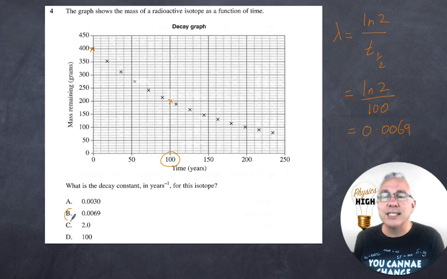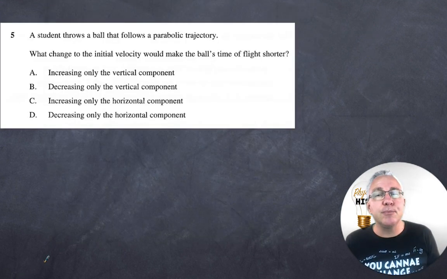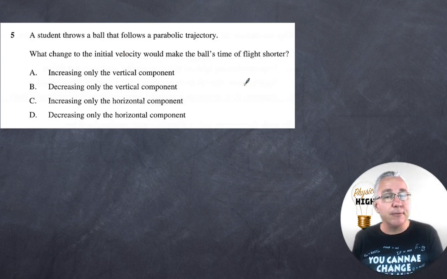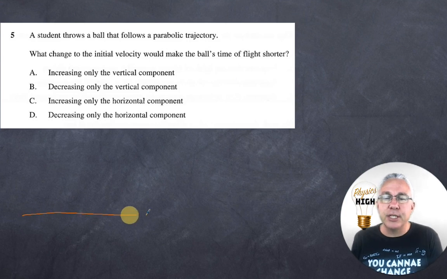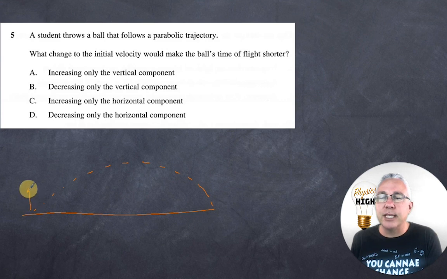And of course, that's B. Question number 5. In this case, we're dealing with projectile motion, which is part of module 5. It says, what change to the initial velocity would make the ball's time of flight shorter? So our classic projectile motion has an object that goes under a parabola. And of course, we have a velocity in this direction, and a velocity in this direction. So this is our initial velocity in the y and our initial velocity in the x.